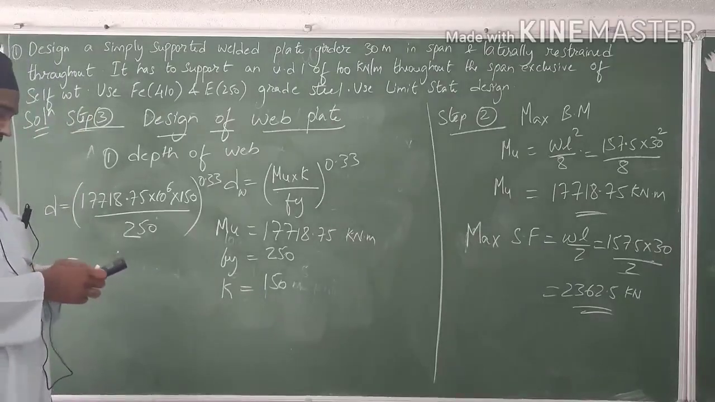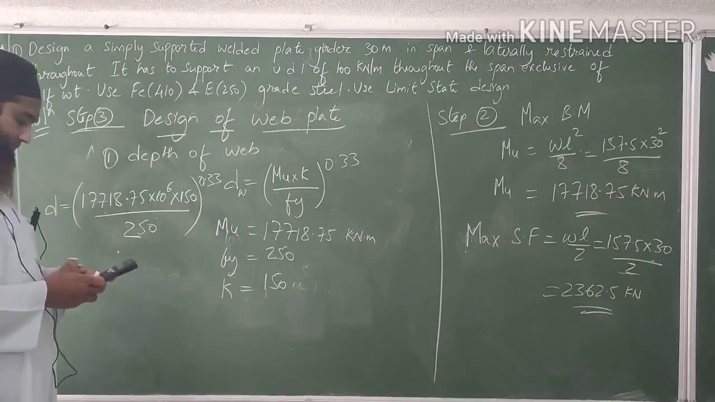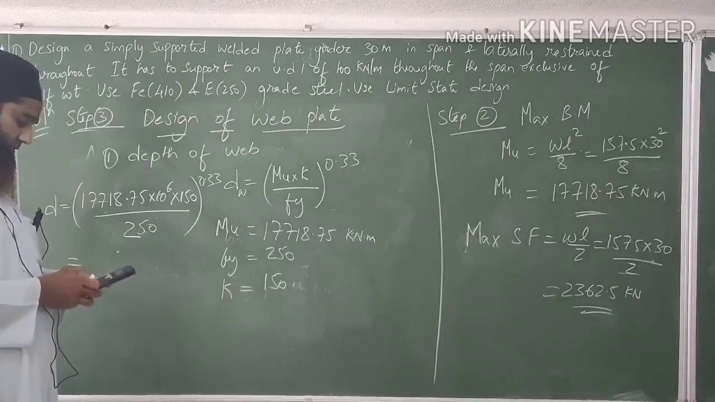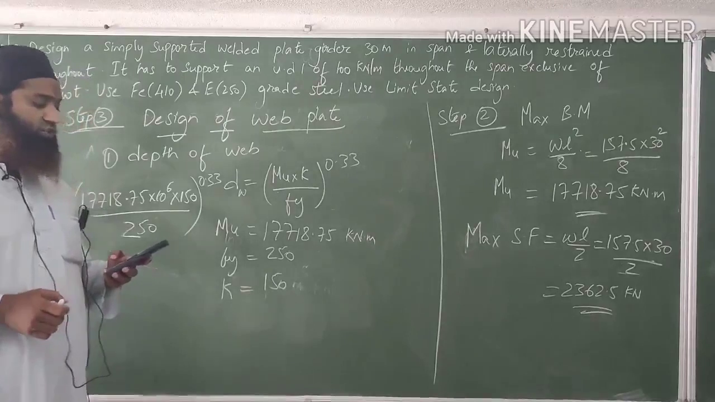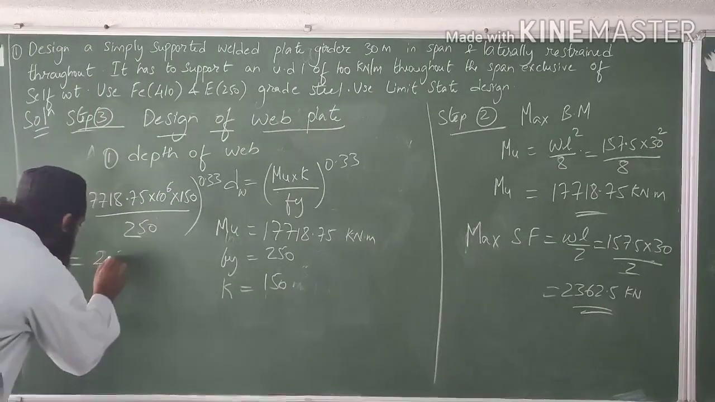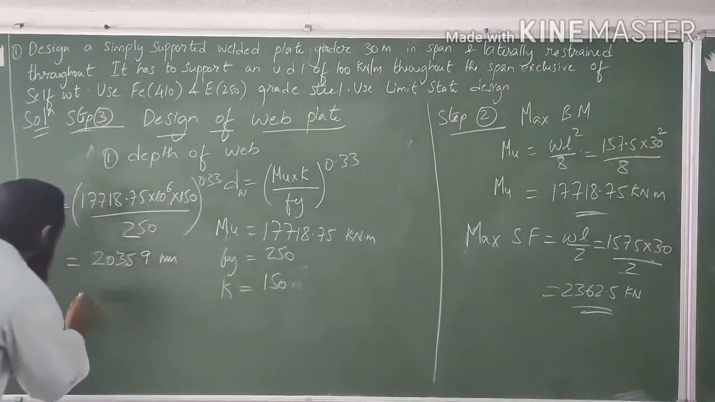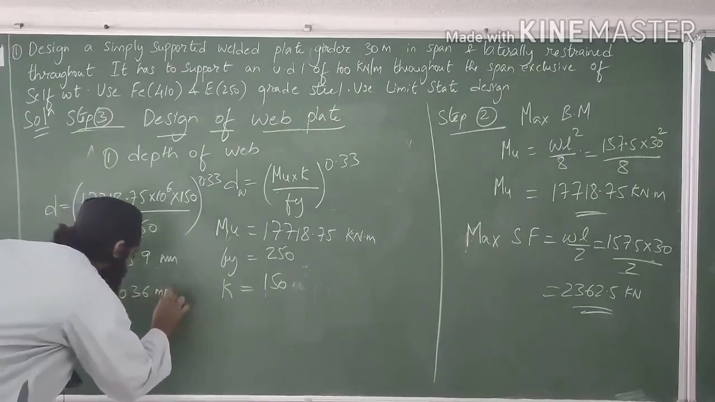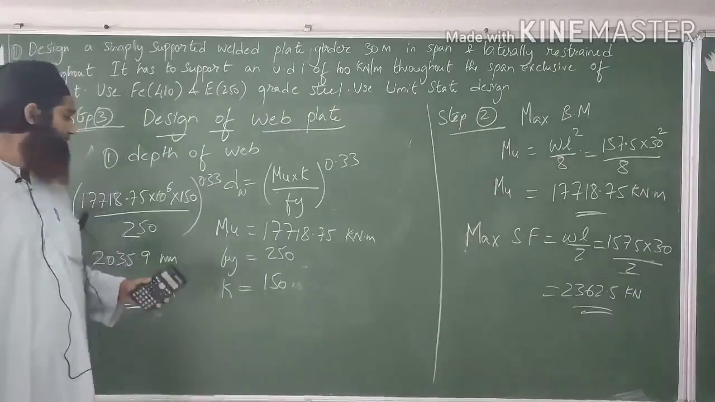17718.75 into 10 to the power of 6 into 150. I am getting that value as 2035.9, so the depth I have got is 2035.9 mm. Approximately, I'll just make it a round figure of 2036 mm. Okay, this is the depth of the web that I have got, that is 2036.